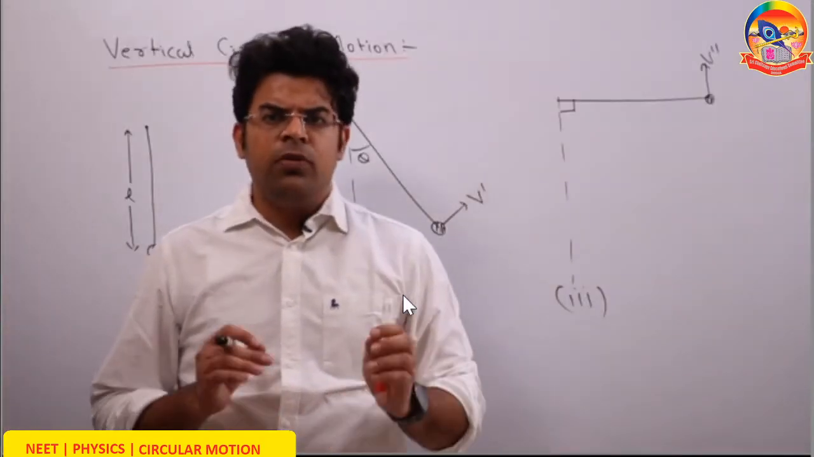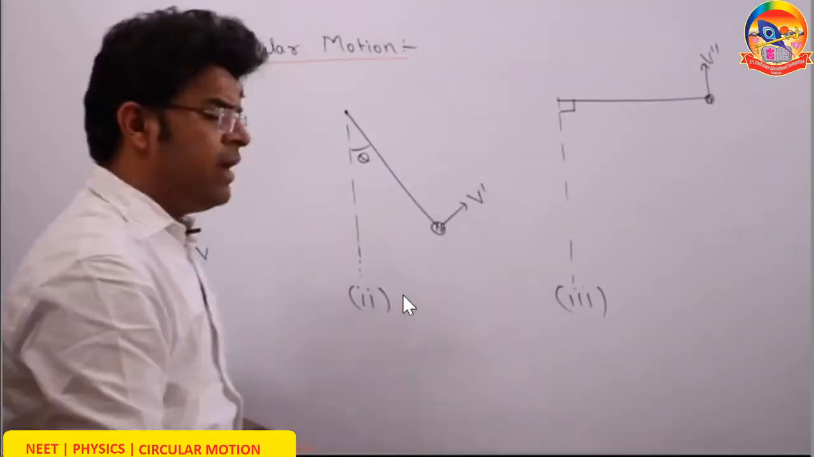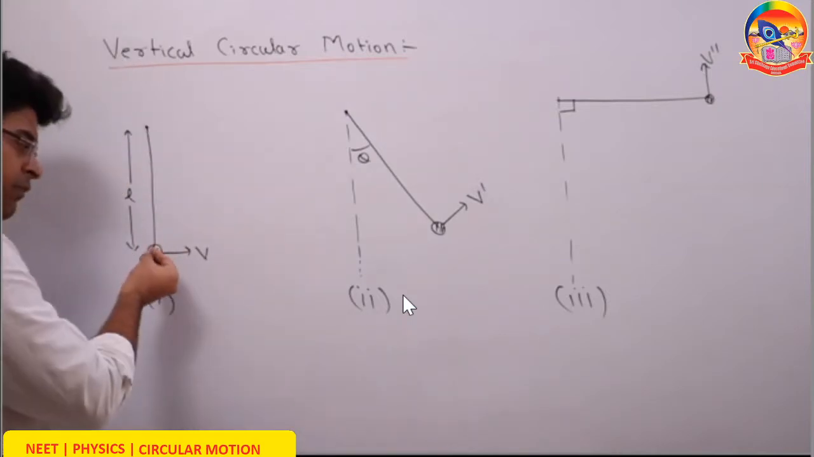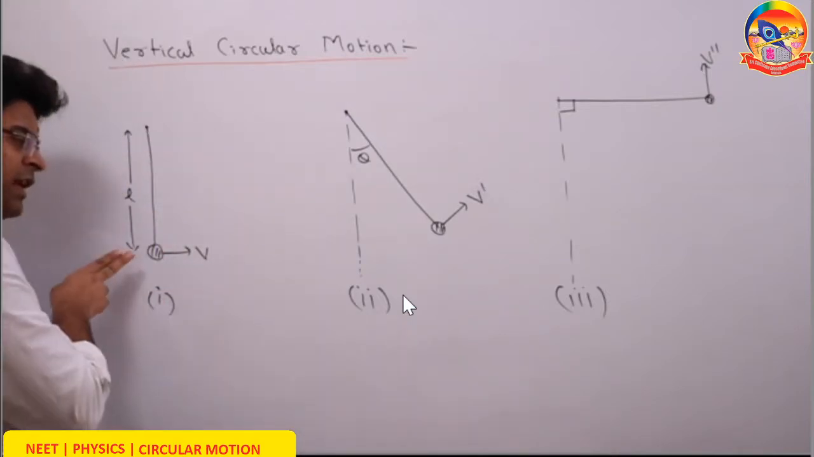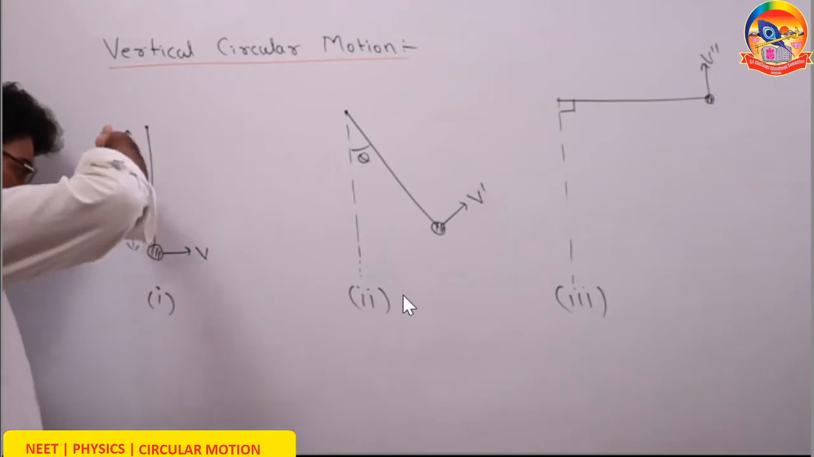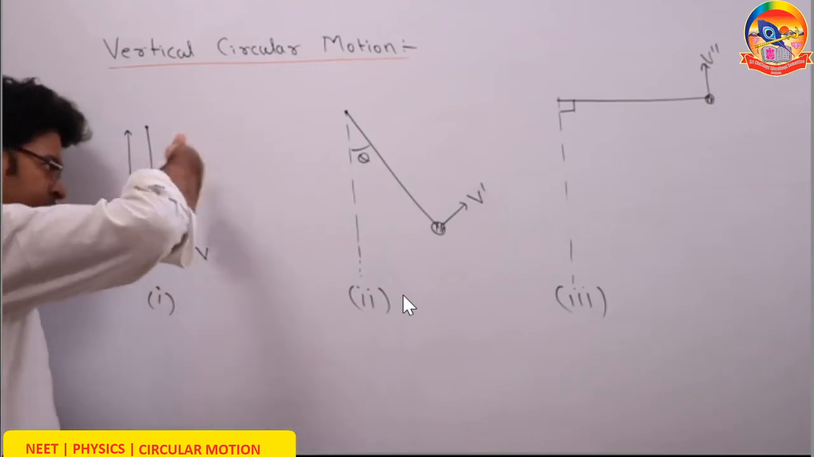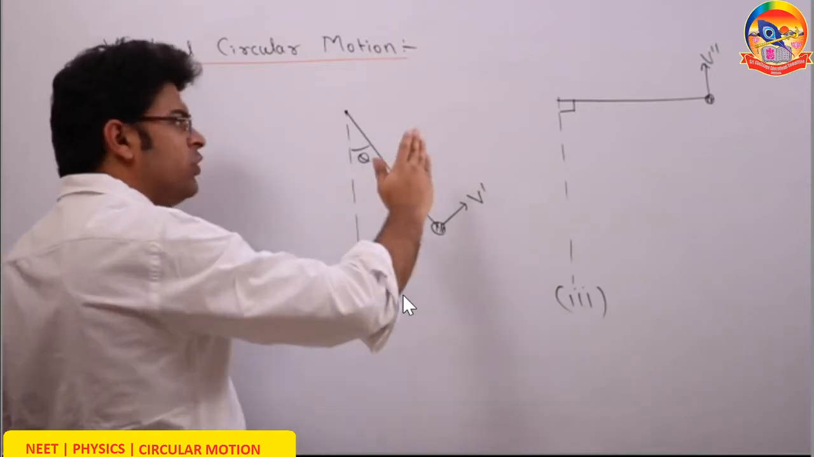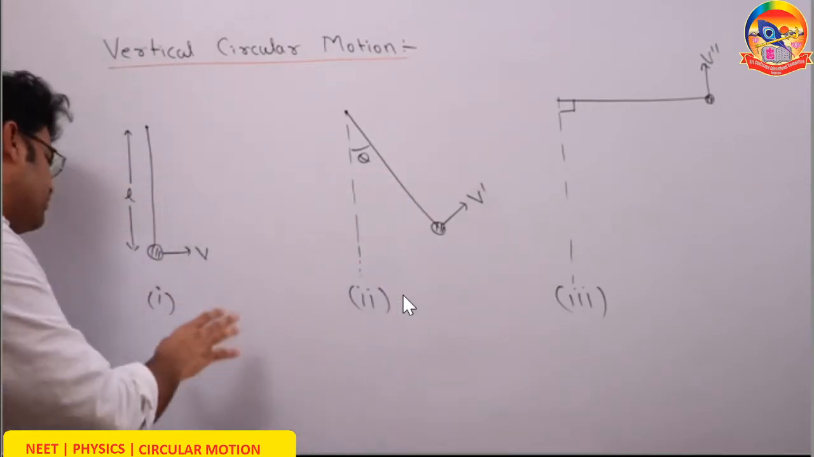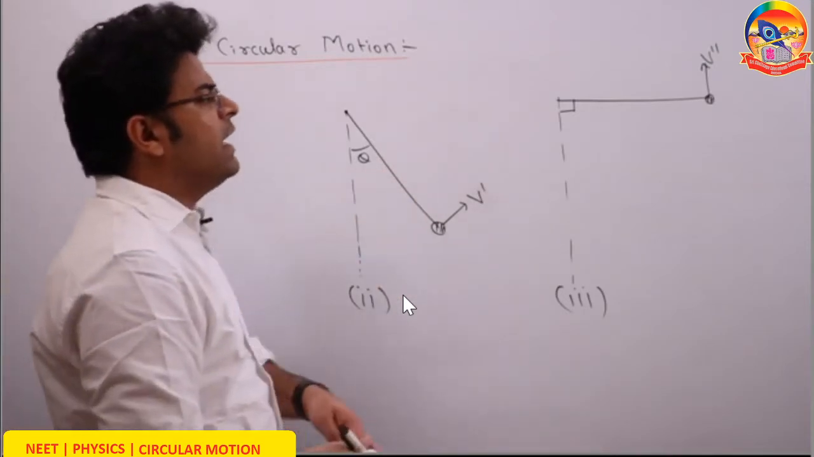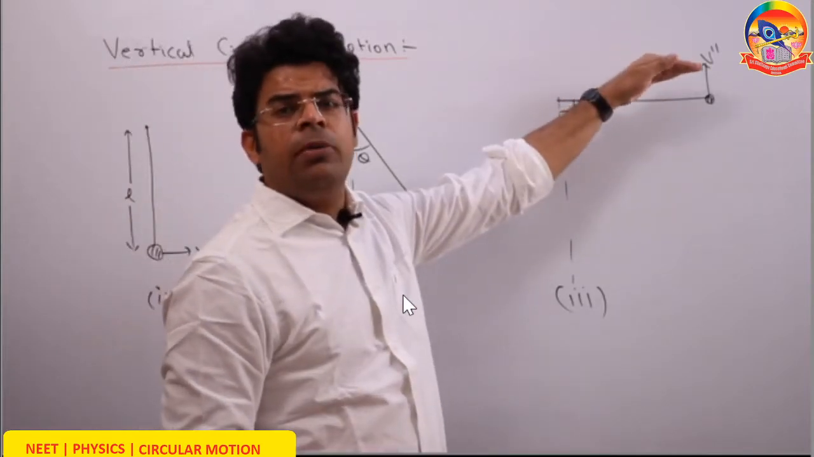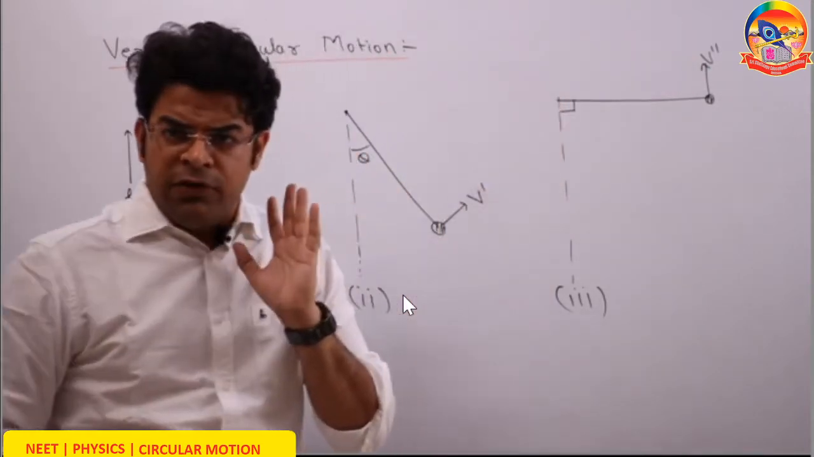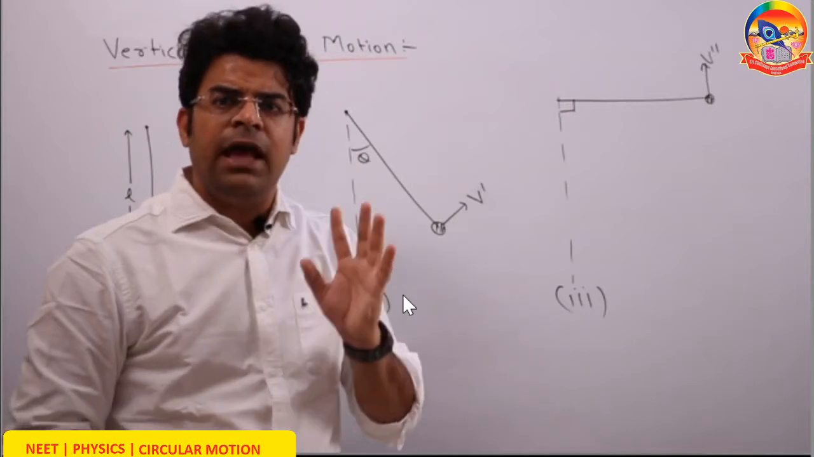Now we will talk about vertical circular motion. Let's say we have a string of length L connected to a bob of some mass, and we give it some horizontal velocity v. As the bob goes up, the string makes more and more angle with the vertical, and the speed of the bob keeps on decreasing. Let's say we have given sufficient speed so that at least the string becomes horizontal or maybe goes above it. We will discuss here case by case what happens at every point.